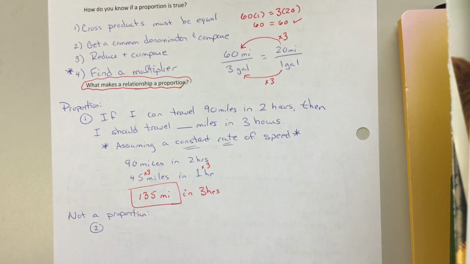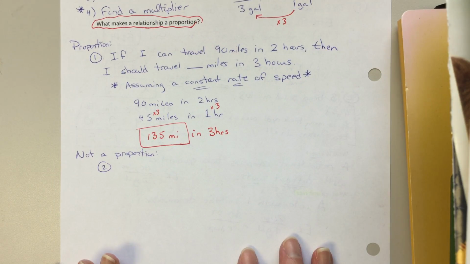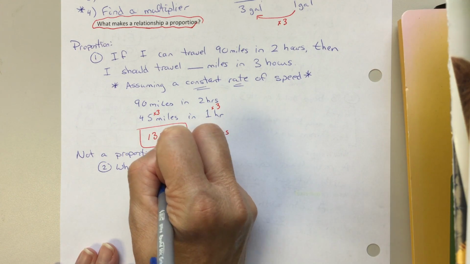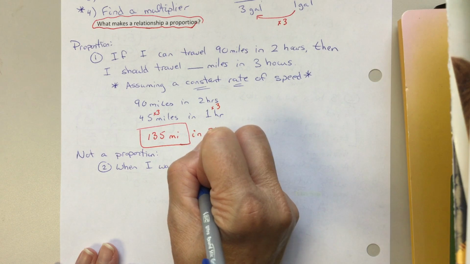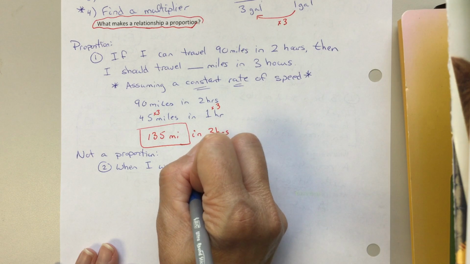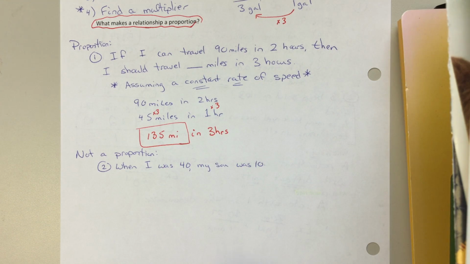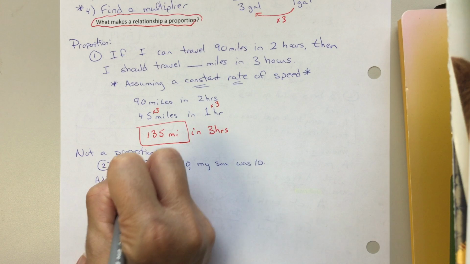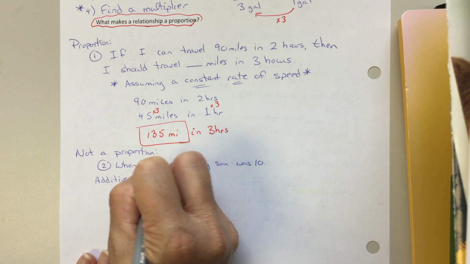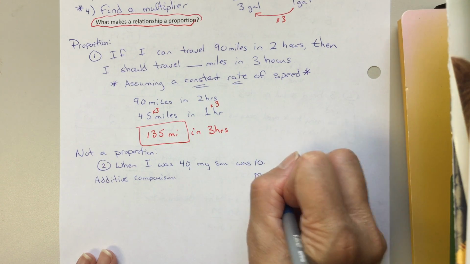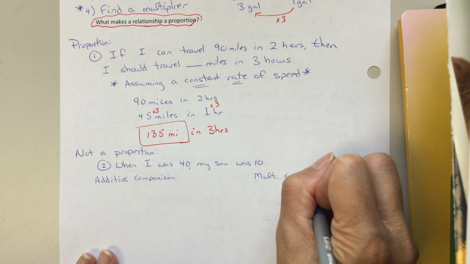So for this example, I'm going to give you a comparison between my son and I. So I'm going to give the statement, when I was 40, my son was 10. So I kind of stole this from our old textbook that we don't use anymore. What the old textbook asked us to do, which I thought was kind of interesting, it asked us to do an additive comparison and a multiplicative comparison. I'm going to abbreviate that one.